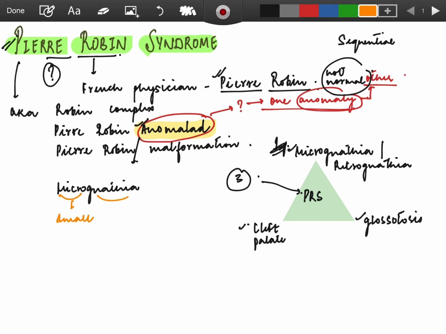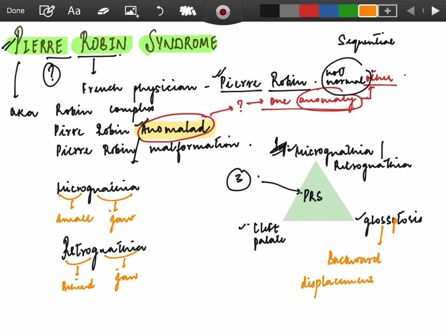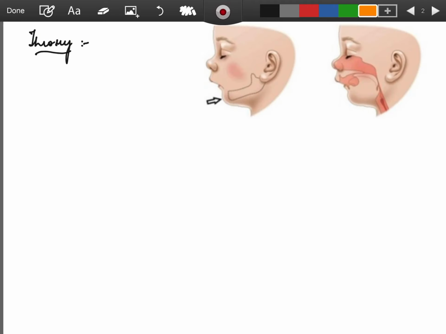So what does micro stand for? Small, and gnathia for jaw. And retrognathia, retro for behind and gnathia for the jaw. So what is glossoptosis? It is backward displacement of the tongue or the drooping of the tongue.